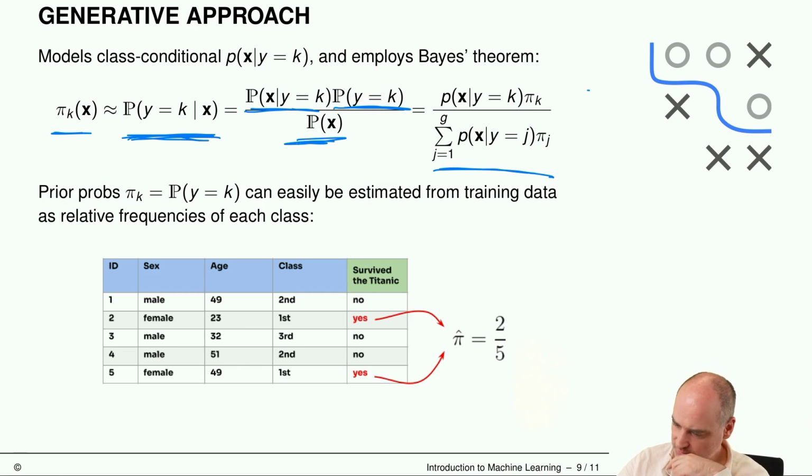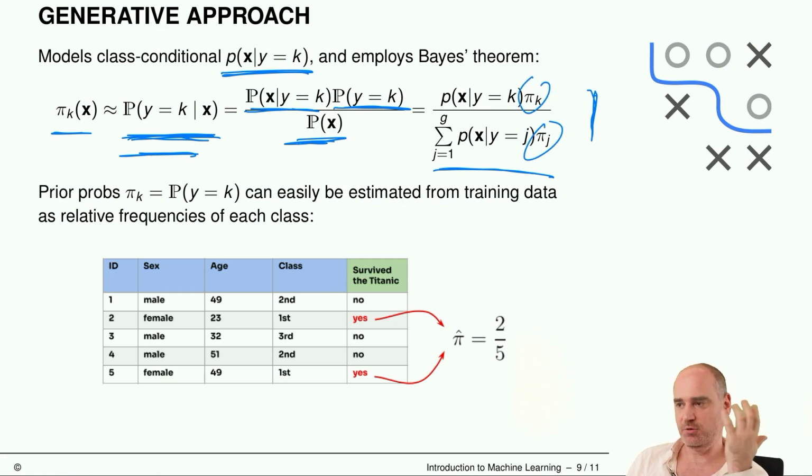And then if you look at this formula, which gives us a way to compute the posterior probability of y being k, the only two terms that appear in it are the class conditionals and the priors. So if we know how to estimate them, if we know how to work with these, we can now construct our model and compute optimal predictions from that.